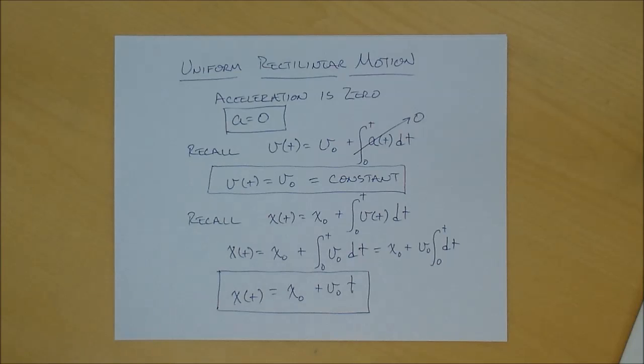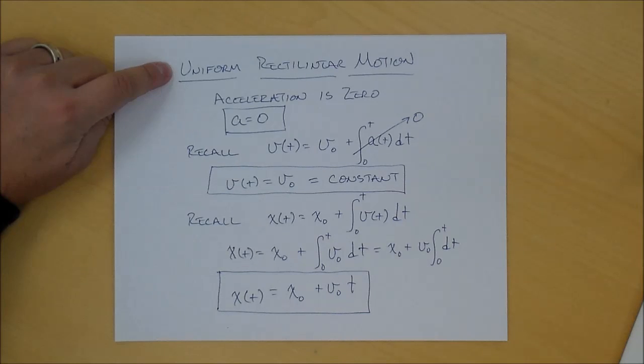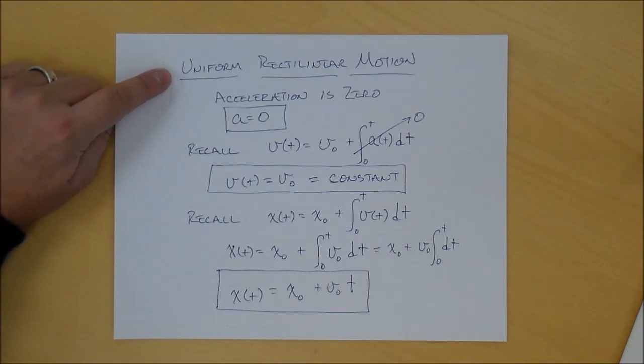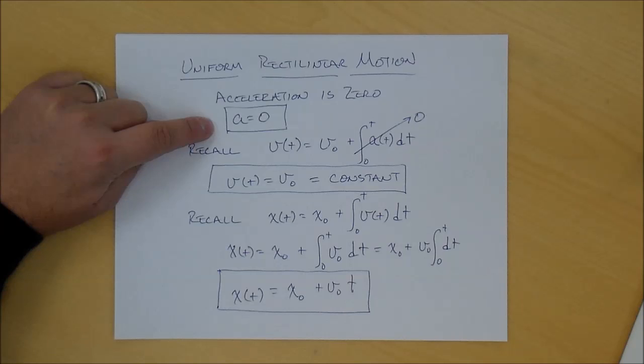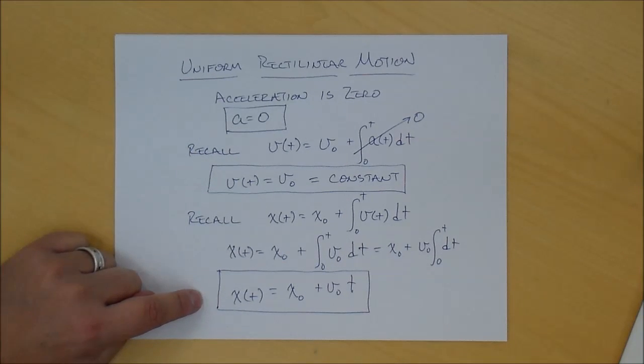So we have that relationship and that relationship given the fact that the acceleration is equal to 0. And that's all you need to know about uniform rectilinear motion. Remember, that's some of the vocabulary that we talk about. Uniform rectilinear motion is when the acceleration is 0. The velocity will be a constant, and the position can be found from this equation.